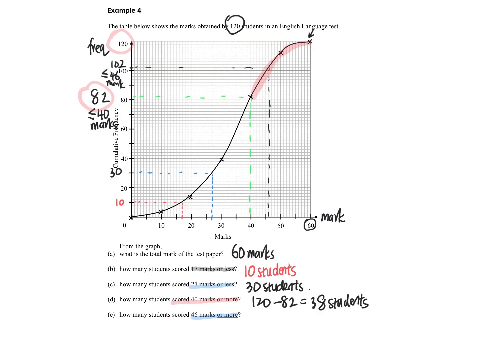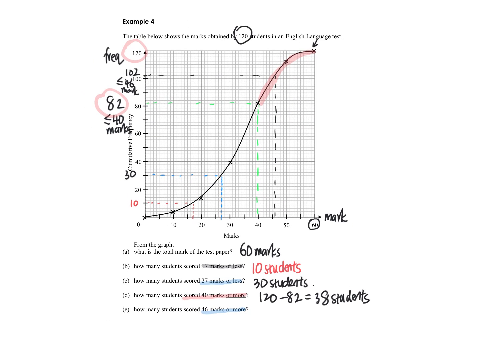So to find more, you need to use the total, take away the 102. So it's 18 students. This group of students scored more than 46 marks. The rest at the bottom all scored less than or equal to 46. So if you want to know the more part, you need to use 120 to subtract. This is the only question where some of you will forget the more part and just take your reading and give me as the answer. So this part, be careful.